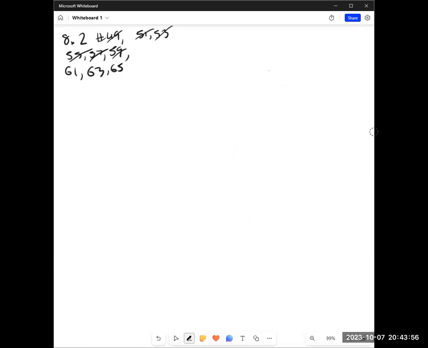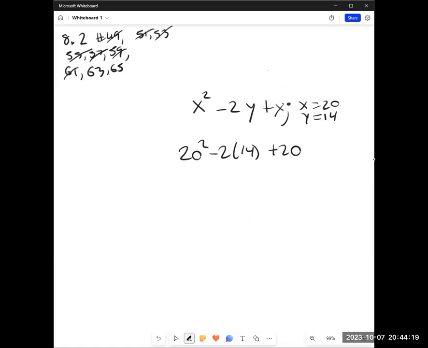Now we have x squared minus 2y plus x. We have x is equal to 20, and y is equal to 14. So 20 squared minus 2 times 14 plus 20. Exponents first, this is going to be 400 minus 2 times 14 plus 20. Now multiplication before addition and subtraction. Addition and subtraction can happen in any order that I want.